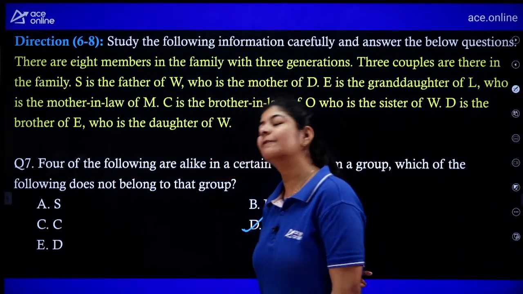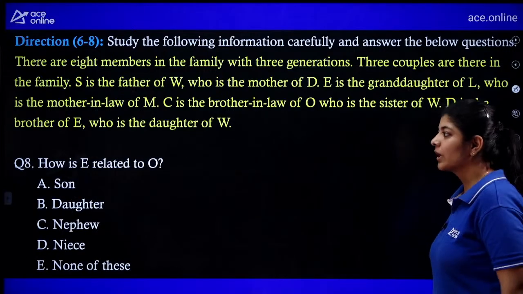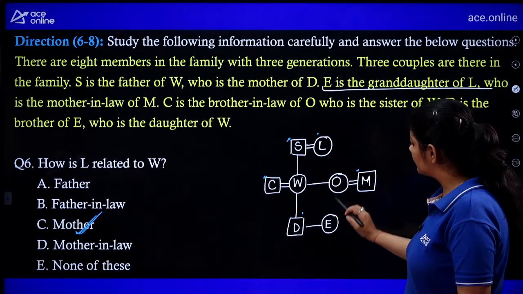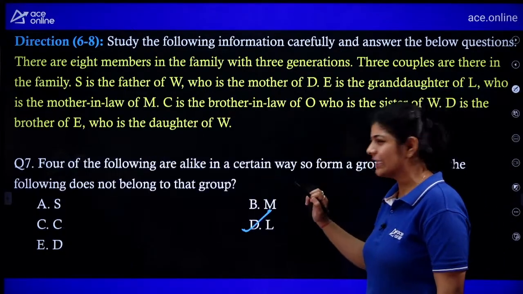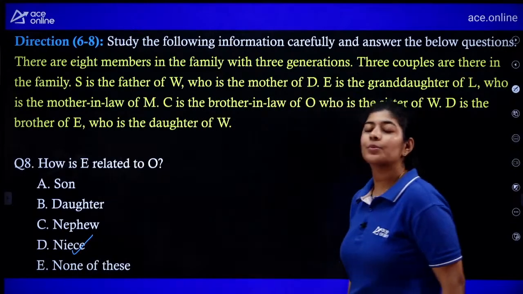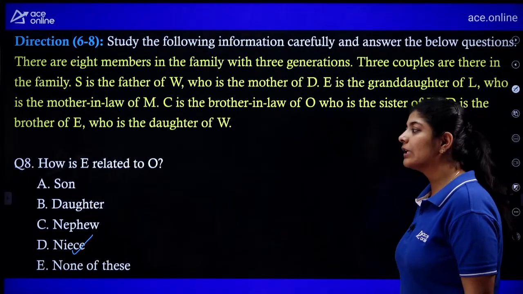Very good, Ragla. Very good, Helwalt. Right? Next. How is E related to O? E is nothing but niece of O. Option number D is the correct one.